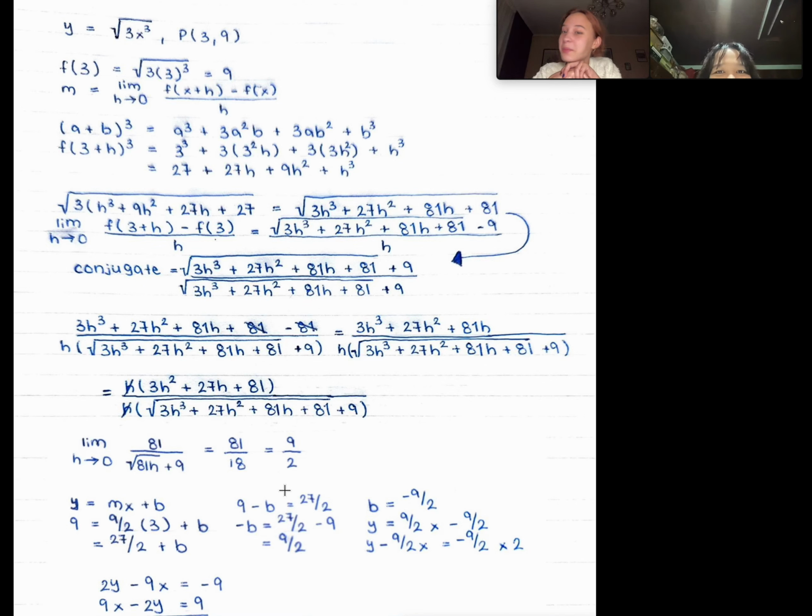Everyone. Hello, today me and Alina will try to explain how to find the slope of the formula that we have, y is equal to the cube root of 3x cubed, and how to find the equation of the tangent for this.